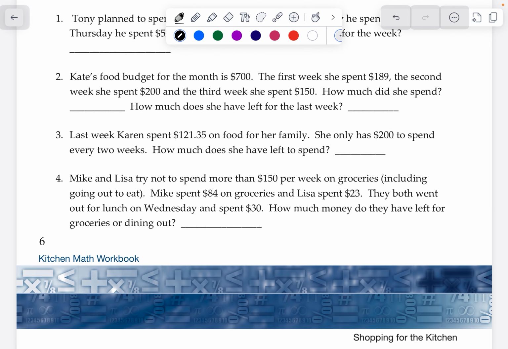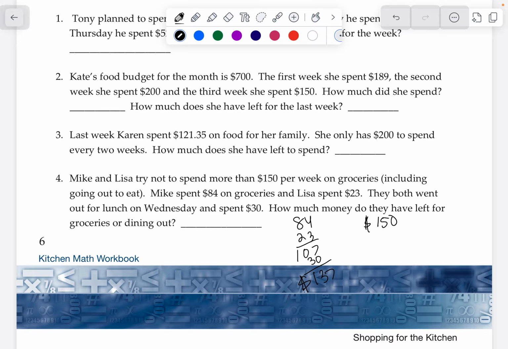It says Mike and Lisa try not to spend more than $150 per week. So that, let's say, is their budget for food. They spent $84 on groceries and $23. Well, Mike spent $84 and Lisa spent $23. So they spent $107 on groceries. Then they went out for lunch together and they spent $30. So technically, they spent $137 on food of some sort.